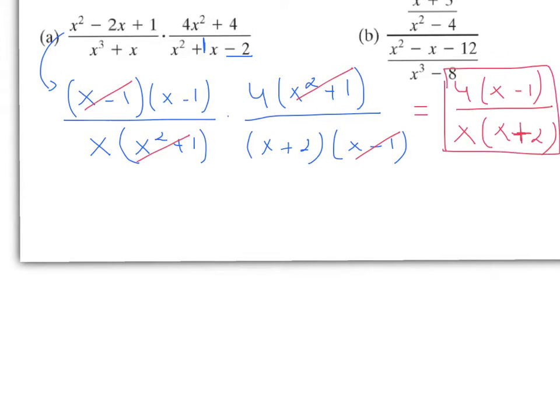Now, as we did here, we reduced to the lowest terms, right? Because the question is always to perform the indicated operation and simplify the result. And we have to leave our answer in factored form. Of course, it has to be more simplified. Okay, let's take another example. Let's take B.